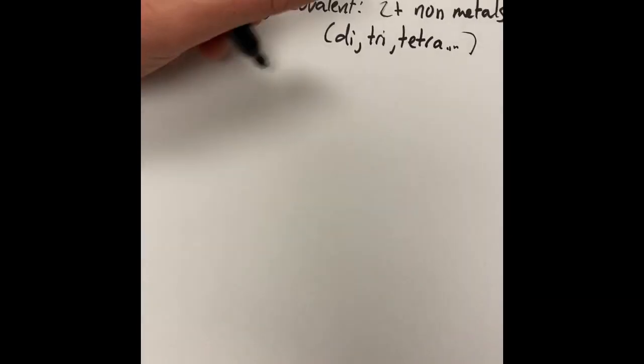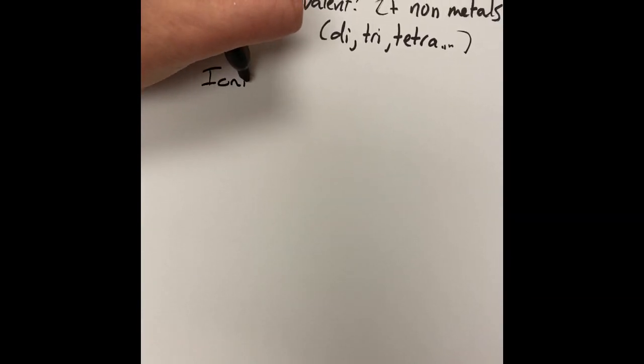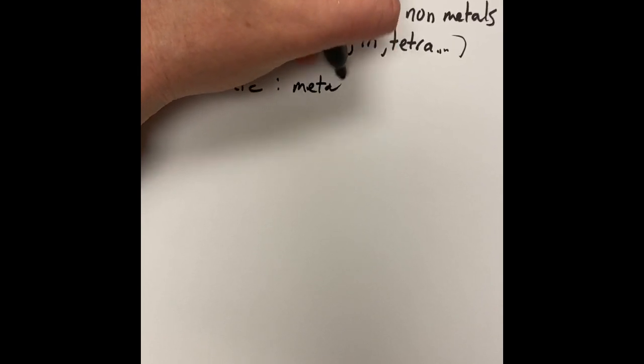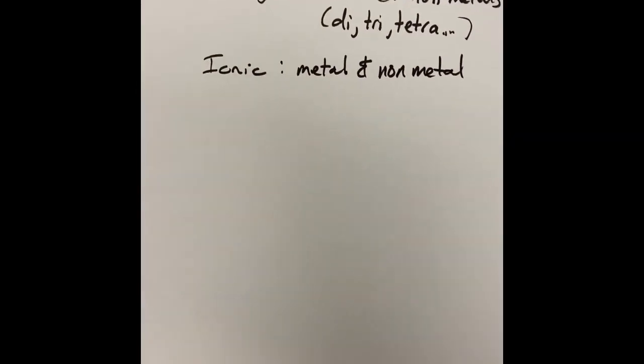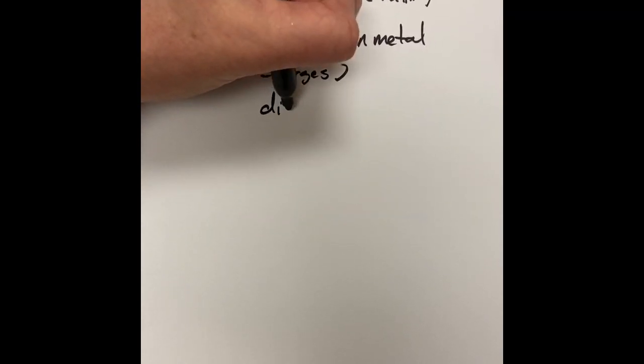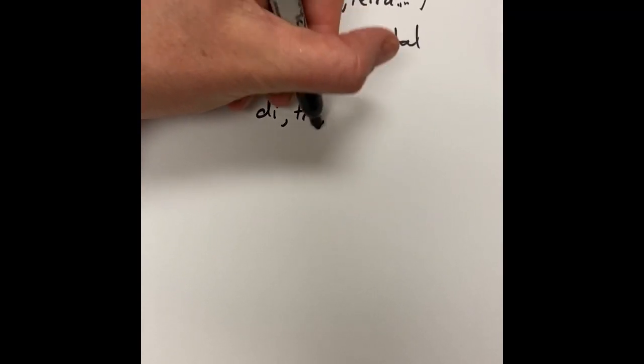I'm going to look at ionic compounds. This is when we have a metal and nonmetal. And in the case of an ionic compound, this is when I'm going to be looking at charges. You can't use di, tri, tetra.